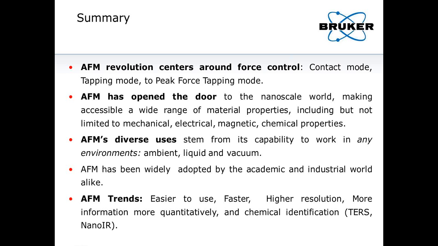But on the other hand, if you want to use PeakForce tapping mode for mechanical property measurement, and the sample is fairly hard or the modulus is high, you want to use a higher spring constant cantilever, that could be a tapping cantilever.